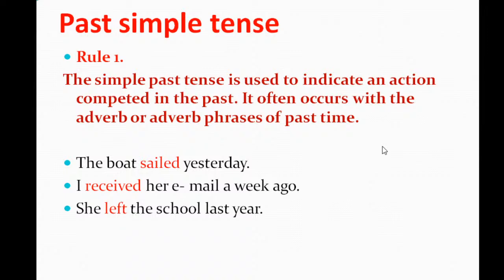Now, I received her email a week ago. It also gives a time. When did it happen? A week ago. So adverb phrase is a week ago. Now see, the previous sentence, it was only an adverb, that is yesterday. And in the very next sentence, we are using an adverb phrase. A week ago is an adverb phrase. A week ago is a group of words which make sense but not complete sense. So it is a phrase. I received her mail a week ago.